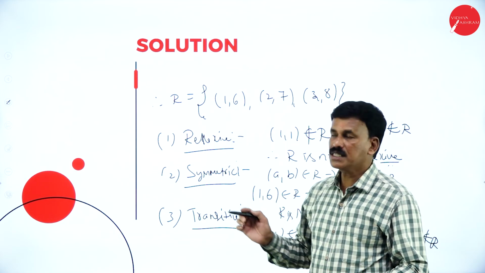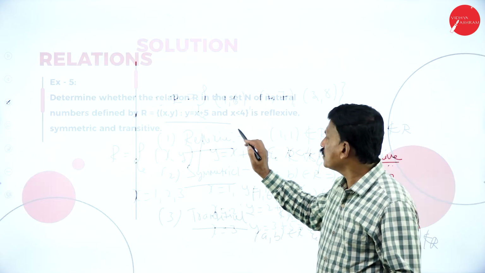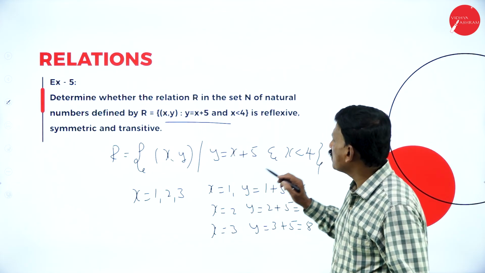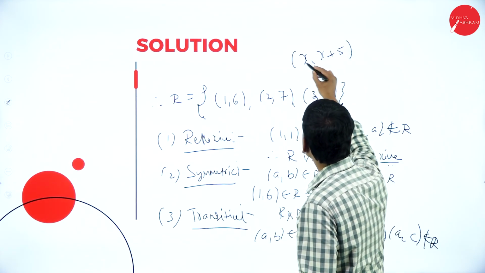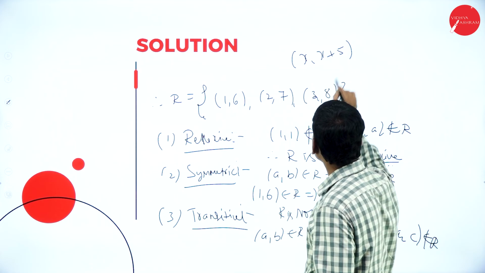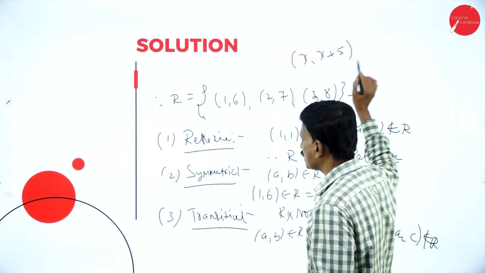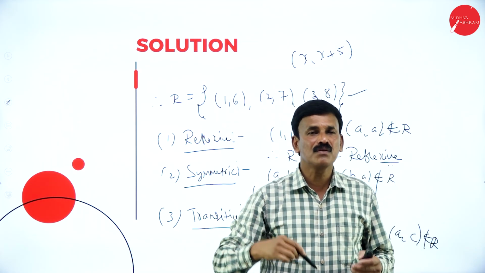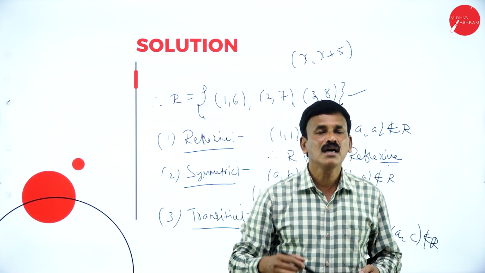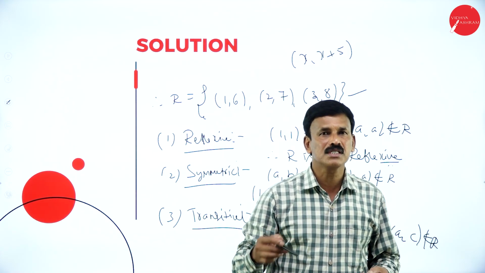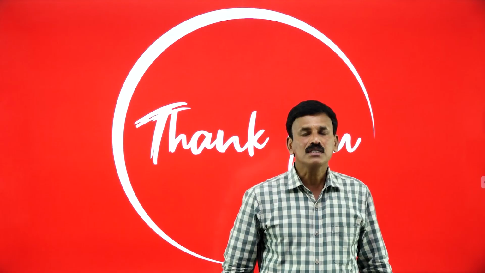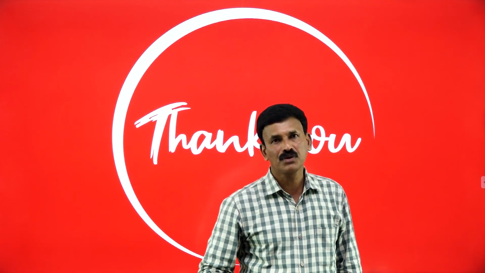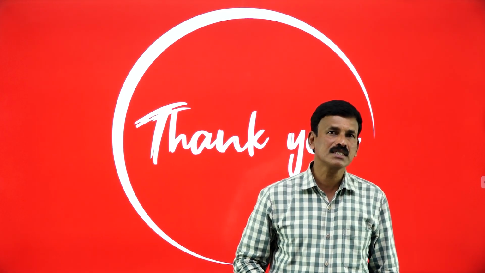That's it. So here the elements of the relation are of the form (x, x + 5), that is (1, 6), (2, 7) and (3, 8). That's all. So these are a few examples of an equivalence relation and not an equivalence relation. So those are the three important properties: reflexive, symmetric and transitive. That's all regarding today's session. Hope you got an idea how to verify an equivalence relation.